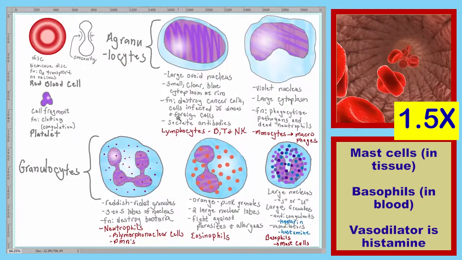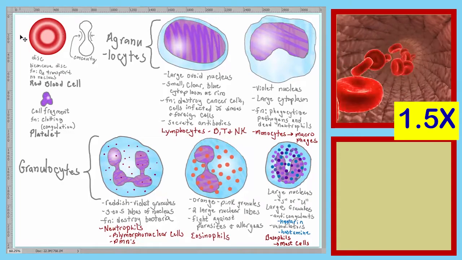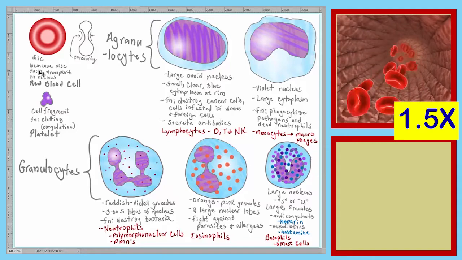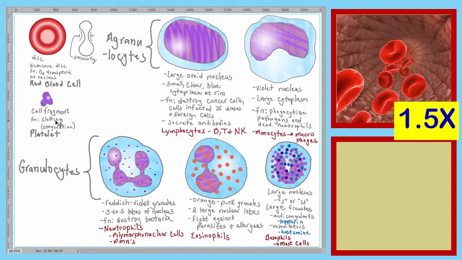And so let's summarize all of our formed elements. First, we have a red blood cell. This red blood cell is also known as a biconcave disc because it's a round disc that has two concavities on the side. It functions in oxygen transport. It has no nucleus. Our second formed element is a platelet or a cell fragment. It's involved in clotting or coagulation.